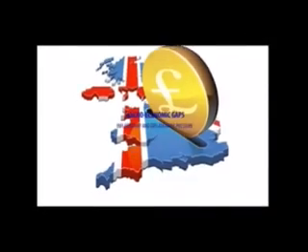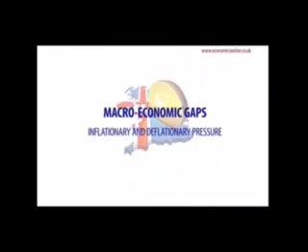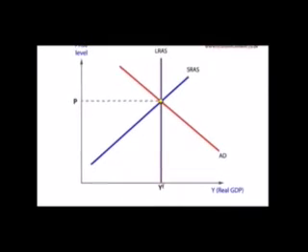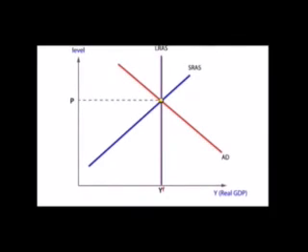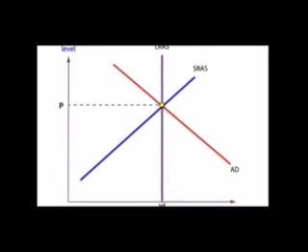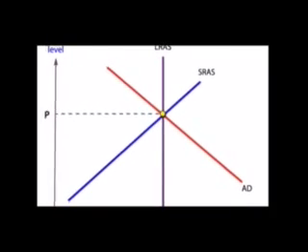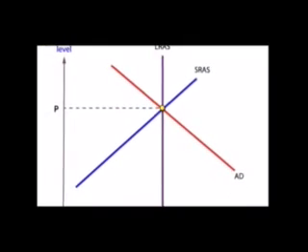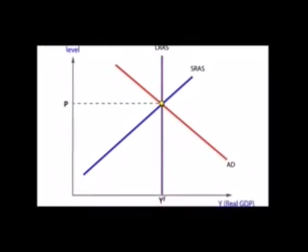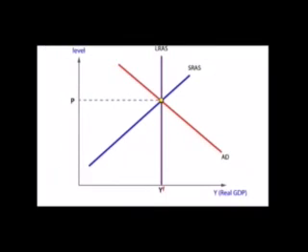Macroeconomic gaps, inflation and deflation. We will start by assuming the macroeconomy is in a stable state, with the short-run equilibrium between aggregate demand and short-run aggregate supply at the full employment level of the economy, shown as YF. Full employment exists when all those who are willing and able to work have paid employment. It does not include people temporarily out of work.